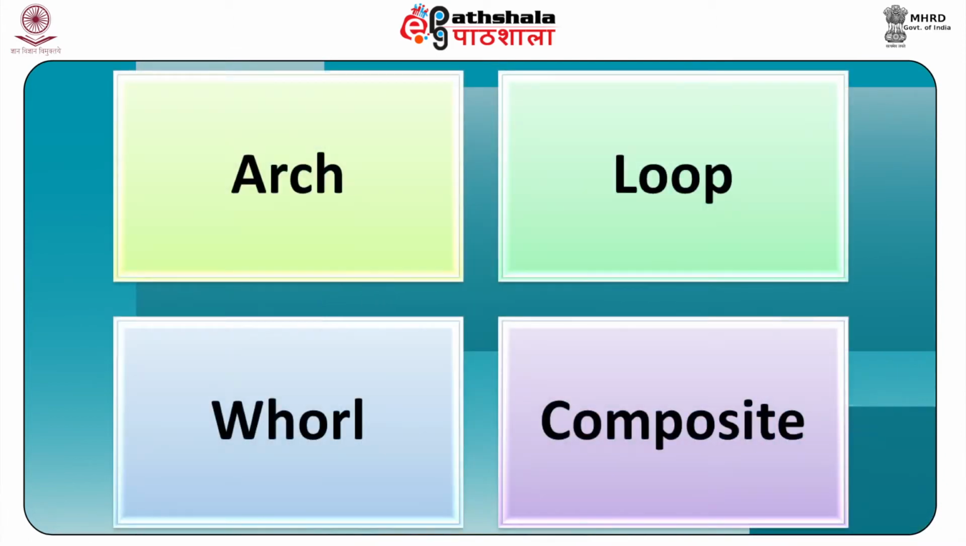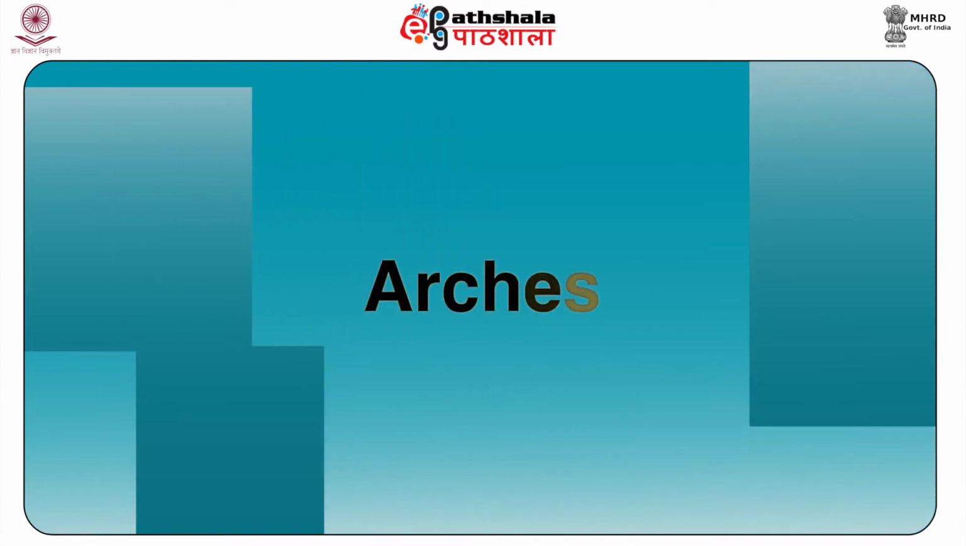Based on the patterns formed by the friction ridges in the center of the fingerprints, the patterns are classified into four categories: arches, loops, whorls and composites. Arches. Arches are the rarest pattern found in fingerprints. In this pattern, ridge lines flow into the print from one side, rise in the middle, and flow out of the print on the other side. These are further of two types, that is plain arches and tented arches.